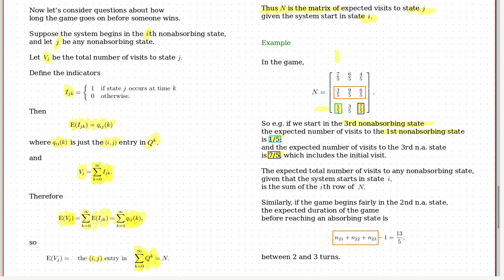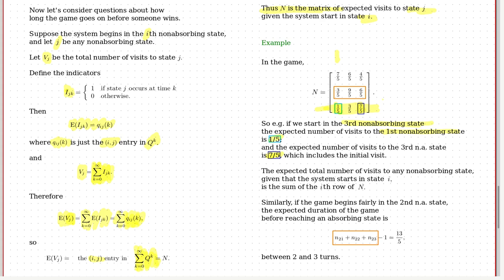And if you want to calculate the total waiting time until the system reaches an absorbing state, then you just add up all the entries in one of the rows. So, for example, if we want to know the total number of visits to any non-absorbing state, given that the system starts in state i, you just add up all the entries in row i. So if I add up those three entries, I get the total number of visits to any non-absorbing state, given that we started in state 3, right? So if you add those up, we get like 11/5, right?